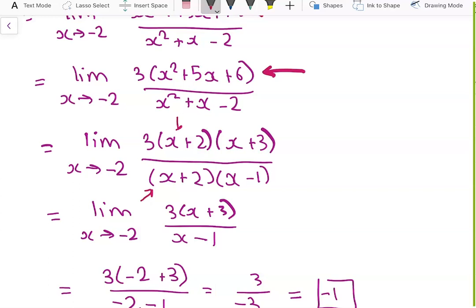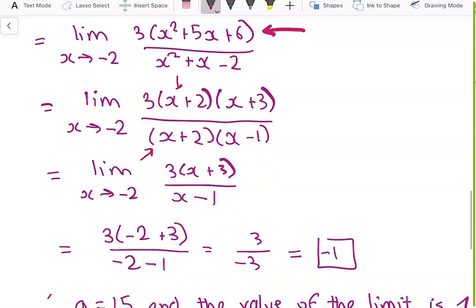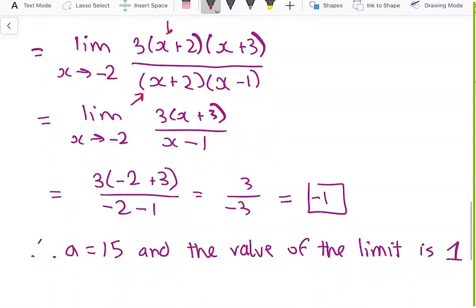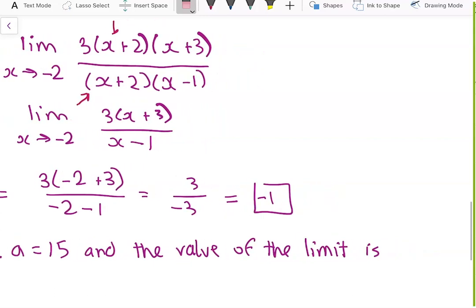And now putting x equals -2, we end up getting 3 times (-2 plus 3) divided by (-2 minus 1). And this is equal to 3 divided by -3, which is -1. So this is the value of the limit. So we have a equals 15 and the value of the limit is -1.